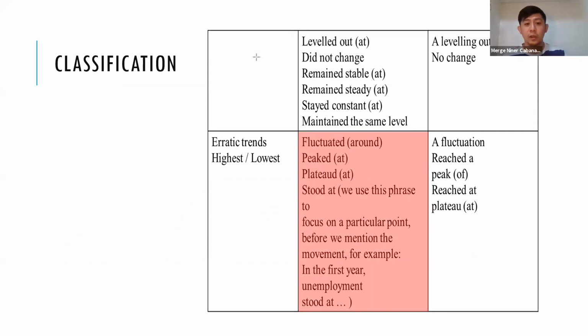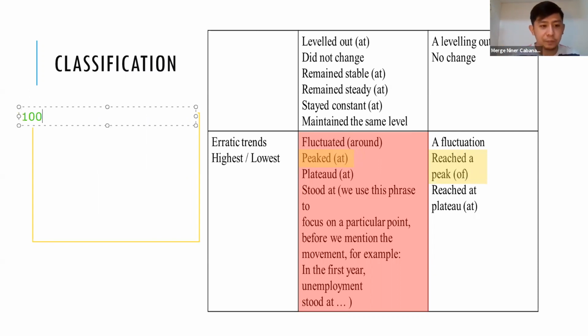All right. So when do I use the word peak? I want to highlight the importance of this. Peaked at. When you say peaked or reached a peak, it means it reached the highest position in the line. So let's say here is your line graph. In this area you have 100, and in this area you have 0.